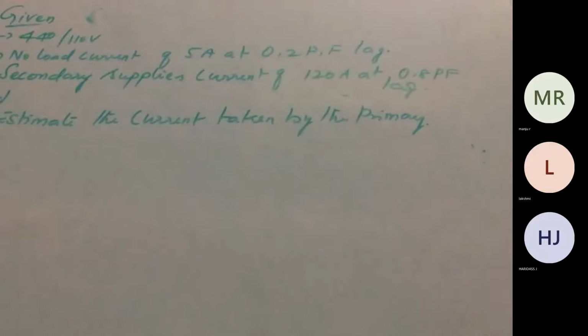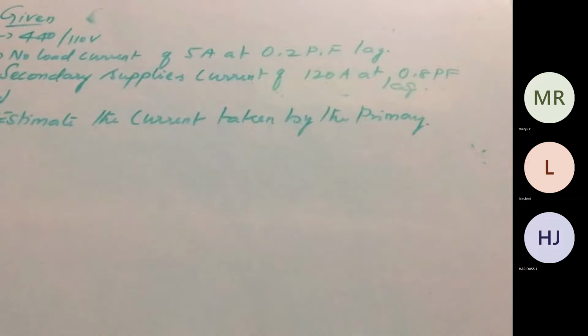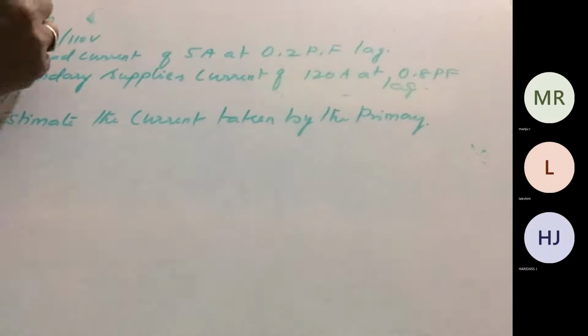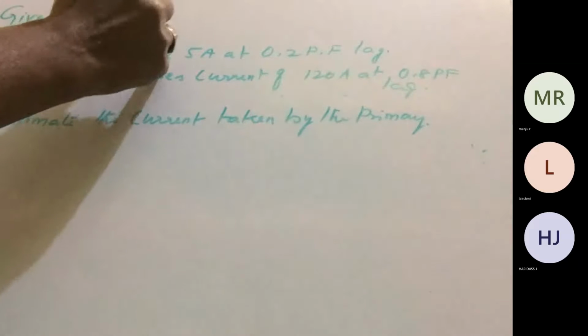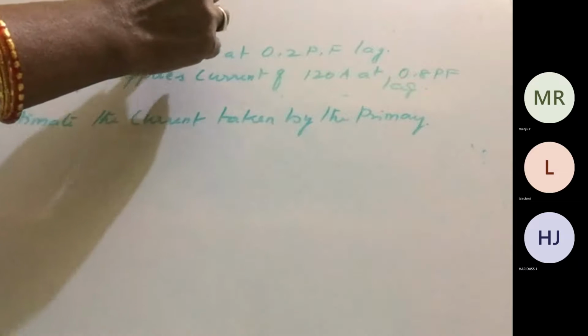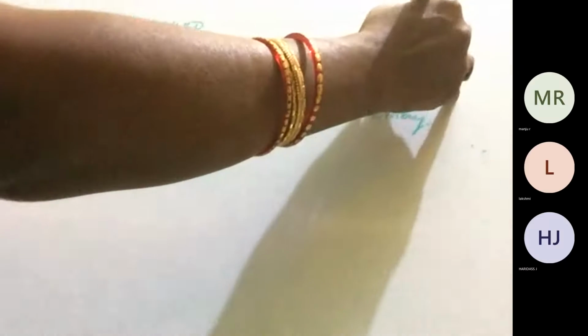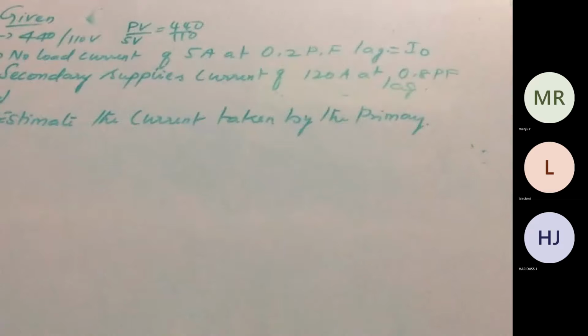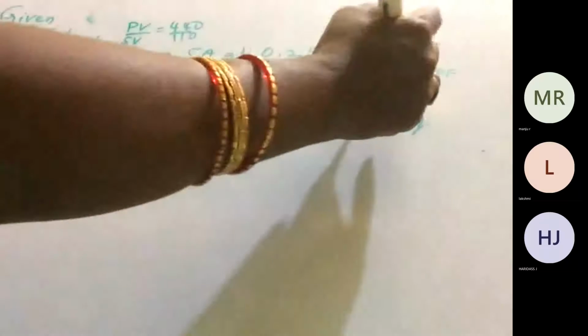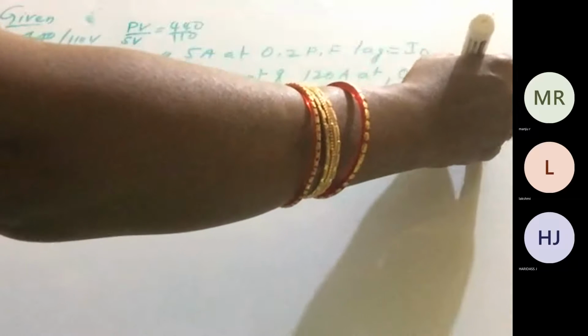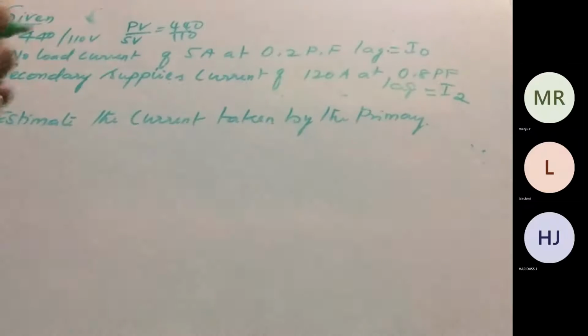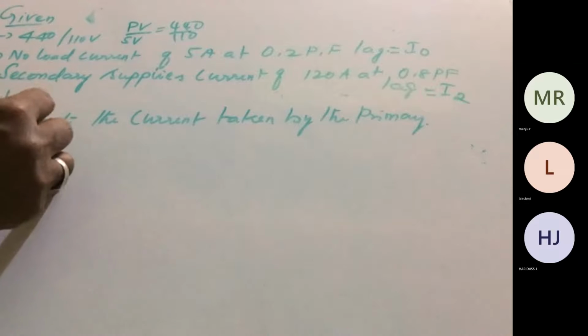Okay. So given 440 by 110 voltage is nothing but the voltage of primary as well as secondary. So 440 is the primary voltage and 110 the secondary voltage. Then no load current. How can we represent no load current? That is I naught. Secondary supplies a current of 120 amps at 0.8 power factor lagging. That is I2. Estimate the current taken by the primary. What to estimate? I1 is to be estimated. I1 is equal to I0 plus I2 dash.